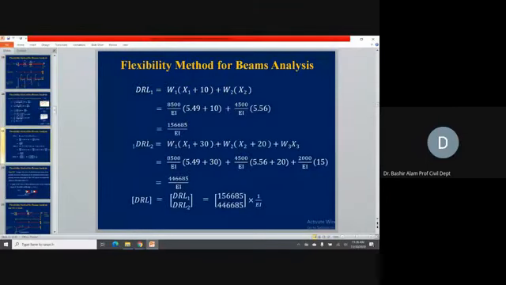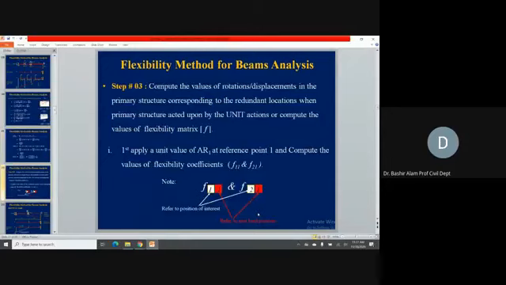Similarly, DRL2 should be equal to MC in the conjugate beam. And when we simplify these numbers, DRL1 and DRL2, we have these numbers, 156685 and 446685 divided by EI. Now, the compatibility equation was involving 4 parameters. One was DRS, which we found in step number 1. One was the AR, which we declared unknown in step number 1. Other was DRL, which we found in this step number 2. The only parameter left now is the flexibility coefficient value, which we are going to find out in the third step. So the third step is coming now.